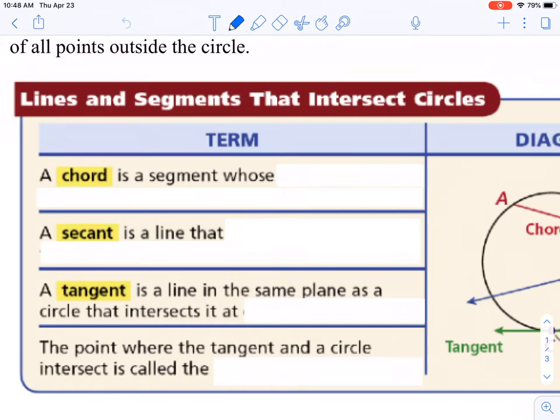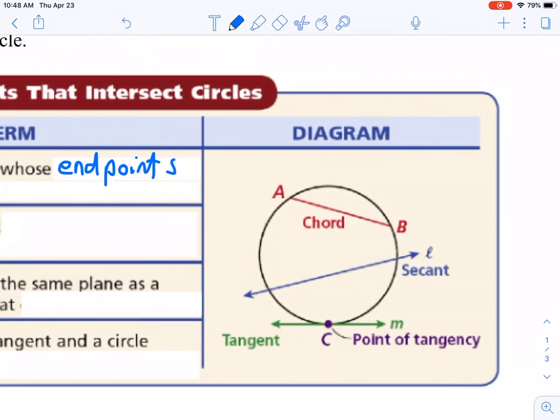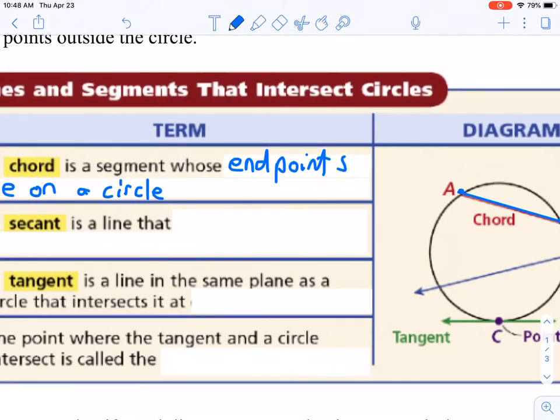A chord is a segment whose endpoints lie on a circle. Okay, so if we look at this, AB is a chord because its endpoints lie on the circle.